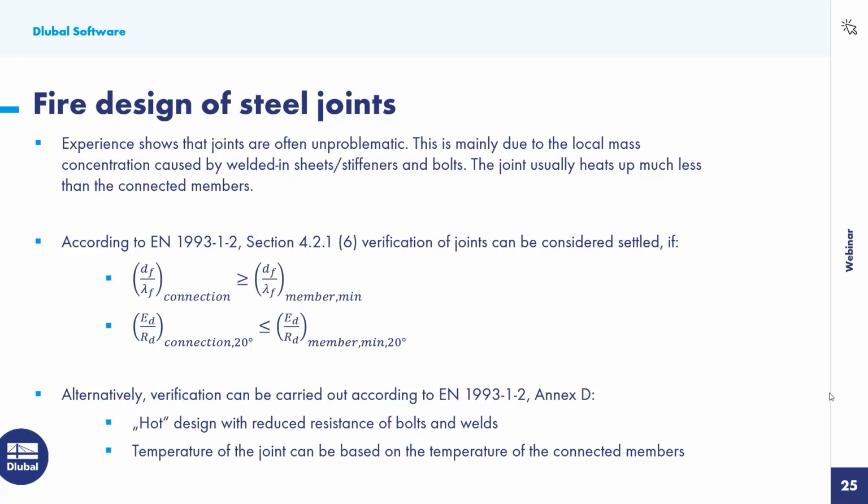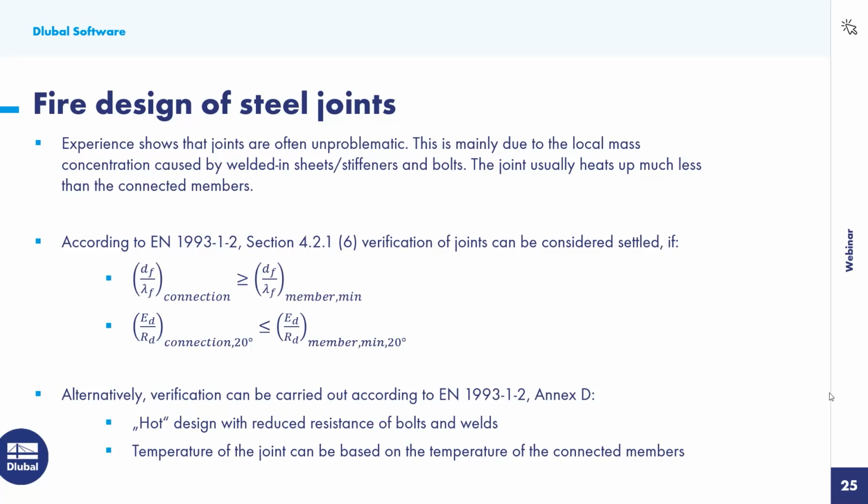But experience from real fire events shows that joints are often not problematic. This is mainly due to the local mass concentration caused by welded-in sheets or stiffeners and bolts in that area. And the increased mass means that the joint usually heats up much less than the connected members. We also have significant shadowing because of these additional plates, which also affects the heating process.